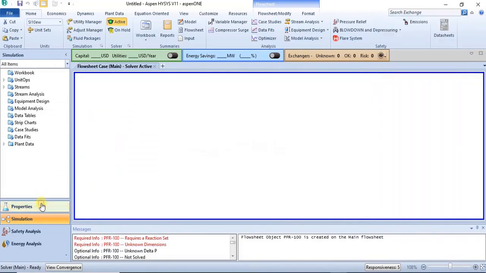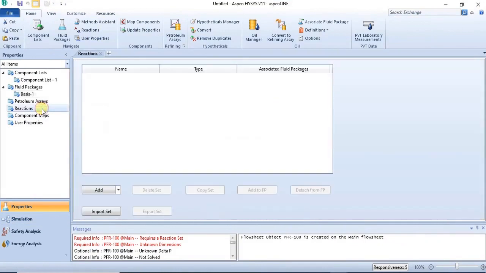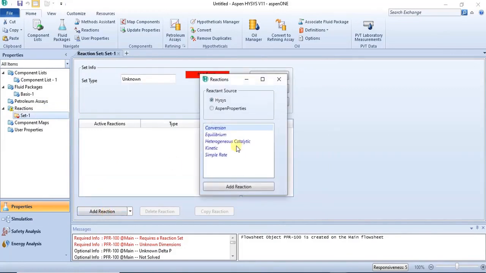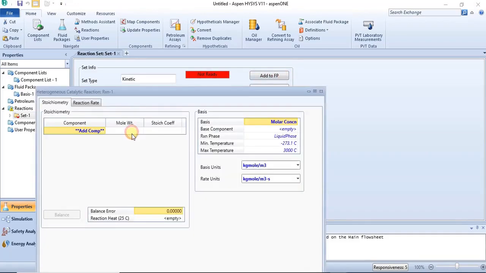So for that, you go to reactions, right? And you click add, right? That's the first step. You must have noticed from previous videos. Then you click add reaction, and like I always tell you, ensure your reactant source tallies. So when you are sure that it tallies with your component list, you now choose the model you want. In this case, the model is the heterogeneous catalytic, right? So you click that and then you click add reaction. So once you do that, you can actually begin your specification.